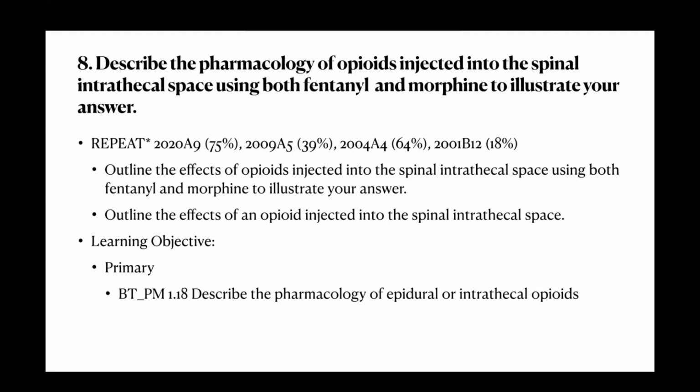So hopefully if you were able to go through that and had a good structure, you would have been able to answer the components that were required to pass this question. And the ones that were asked were fairly similar. Outline the effects of opioids injected into the spinal intrathecal space using both fentanyl and morphine to illustrate your answer. That was the most recent one. And the ones in the past have been: outline the effect of an opioid injected into the spinal intrathecal space. The learning objective, primary BTPM 1.18: describe the pharmacology of epidural or intrathecal opioids. So we're past halfway through.